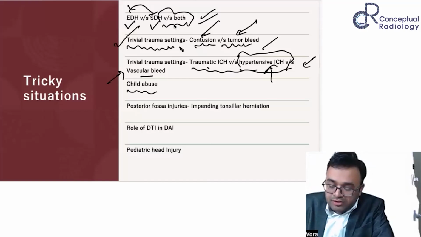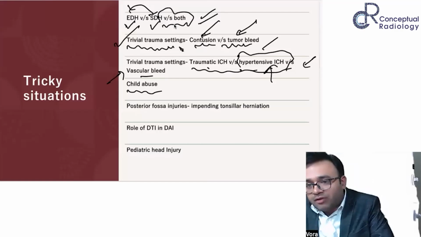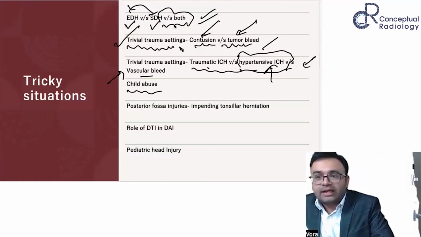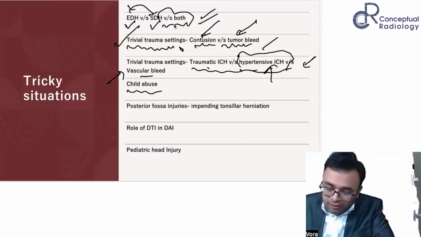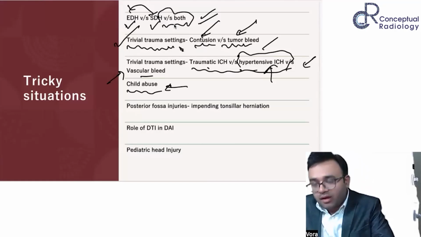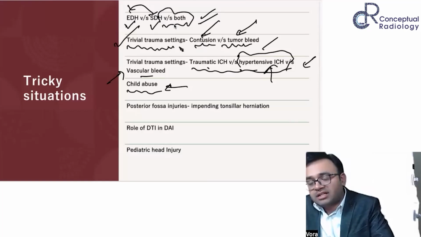Then cases where you have child abuse, you have to be very, very careful in children, especially when you're reporting trauma. Very careful. Many times children are brought in India to hospital settings saying the child fell from bed, but actually, so look for the signs of child abuse and look for signs of adjacent injuries in various parts of the body.